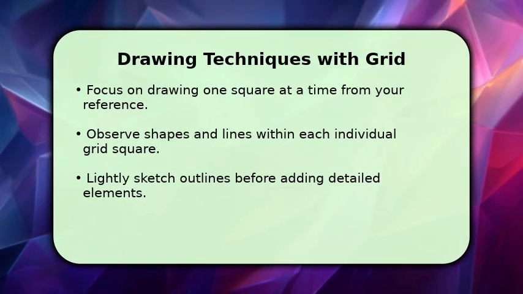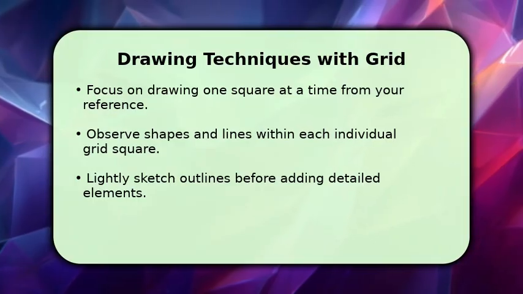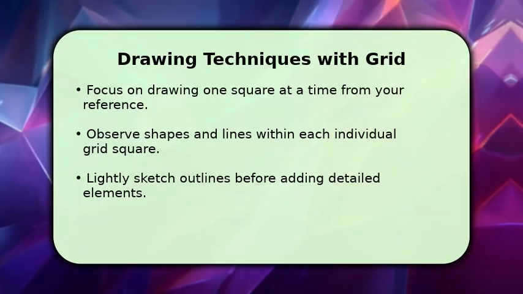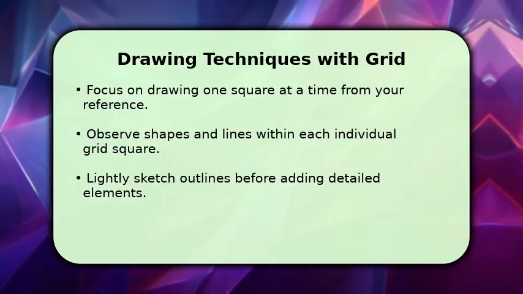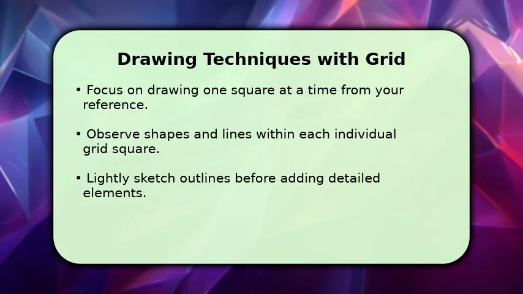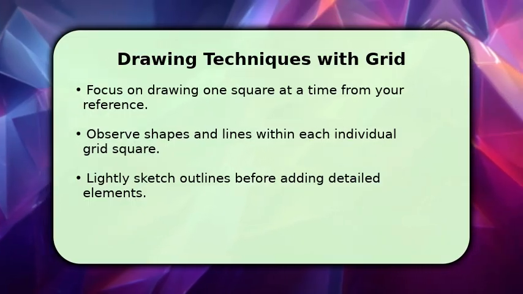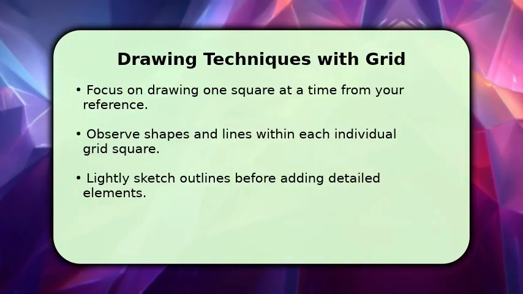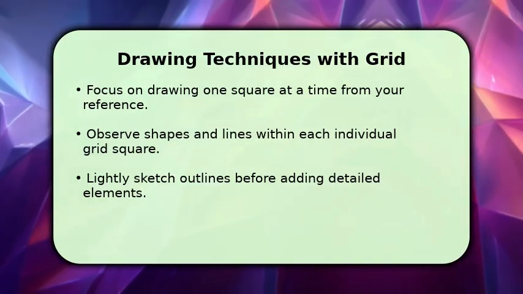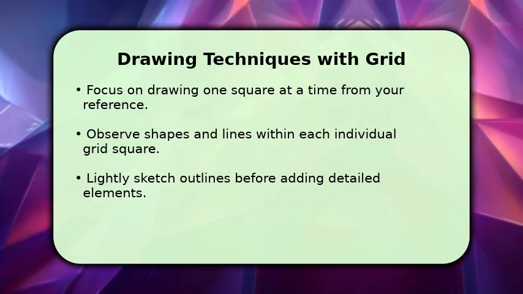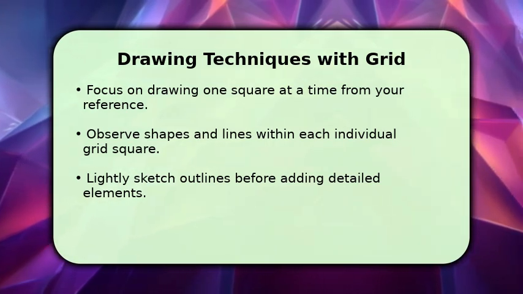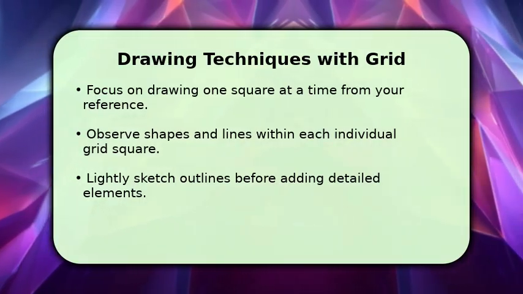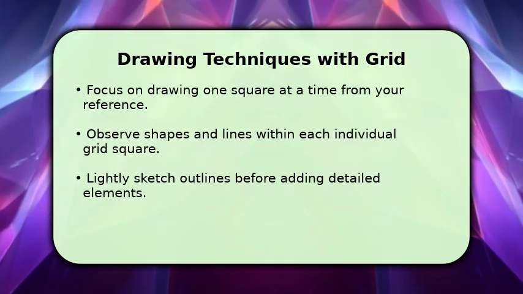When you begin drawing, concentrate on transferring the content of one grid square from your reference to the corresponding square on your canvas. This breaks down complex images into smaller, more manageable parts. Pay close attention to the angles of lines and the curves of shapes within each square. Start with light, foundational sketches, gradually building up detail. This methodical approach helps prevent errors and ensures your drawing maintains accurate proportions throughout the entire creative process.